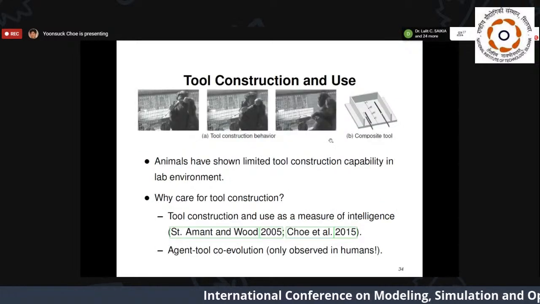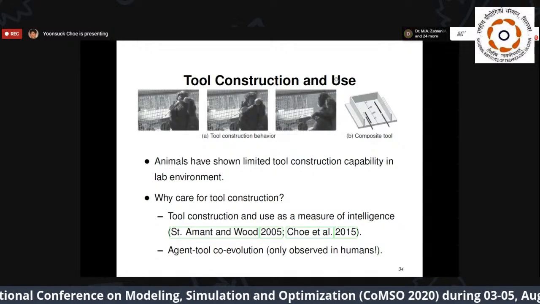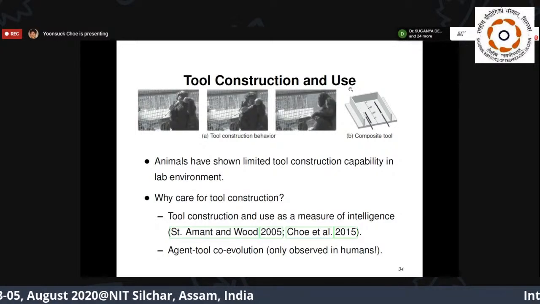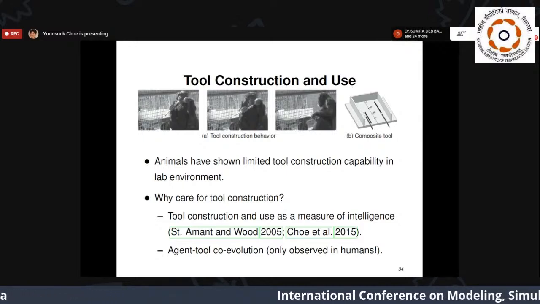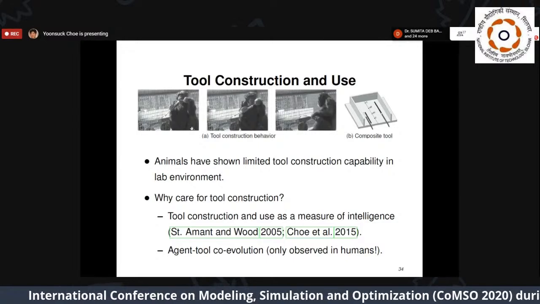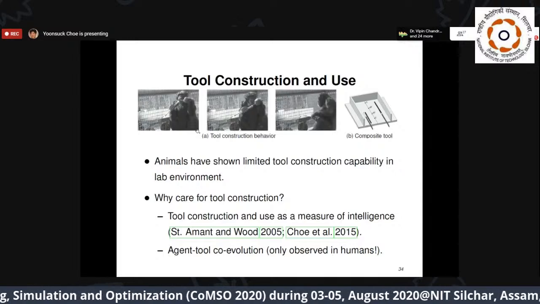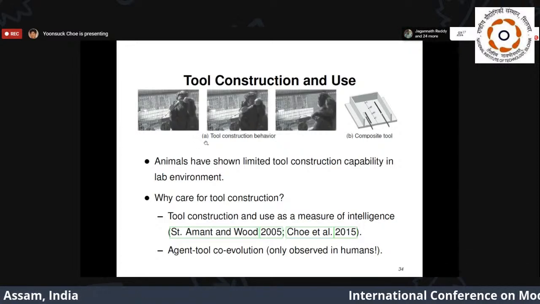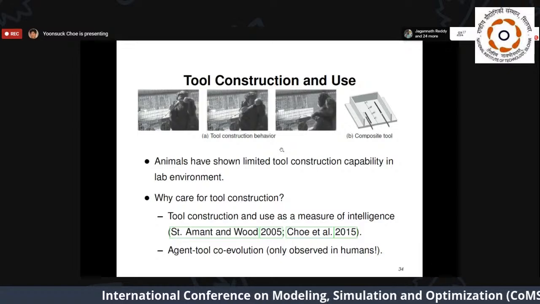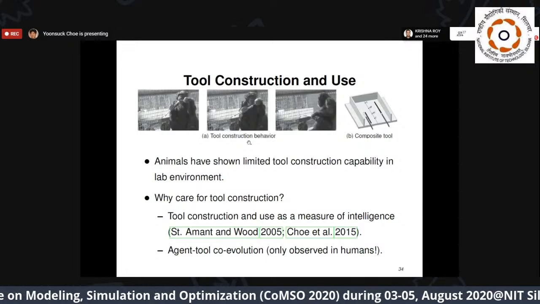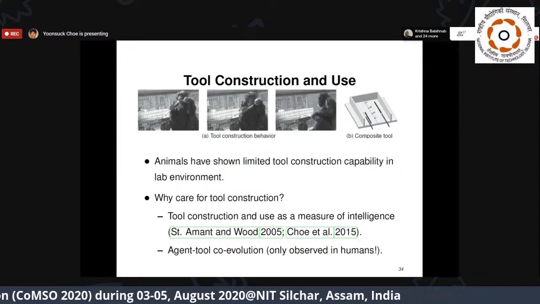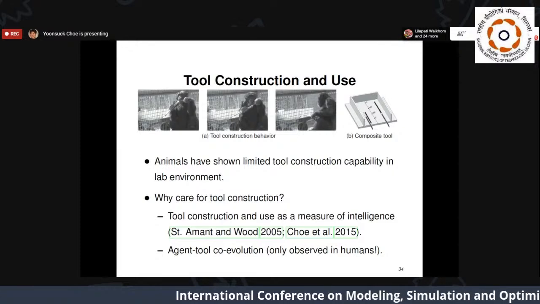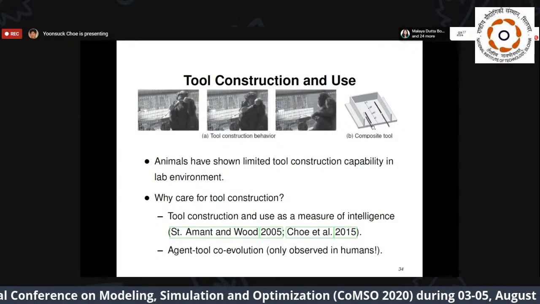Okay, so the last topic I'm going to talk about is tool construction and use. Tool use is a very highly developed cognitive capability, limited to only a few species. But it's not that limited, not just chimpanzees or primates or humans. People have found dolphins using tools and even certain birds, New Caledonian crows, using tools. So tool use is somewhat of a prevalent behavior in highly developed animals, but tool construction is really, really limited. It's mostly only in humans where you can see tool construction, constructing composite tools.